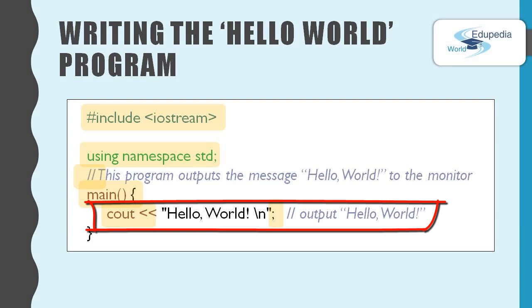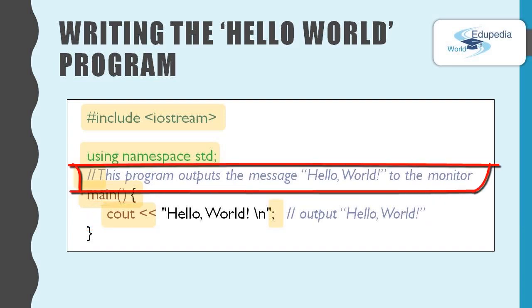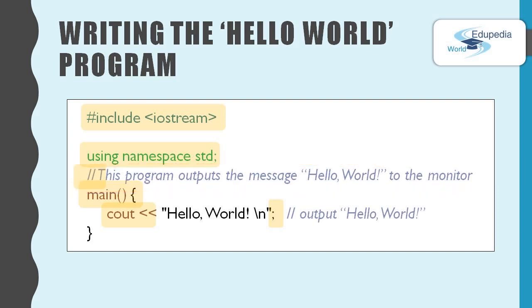At the end of that line, you will see 2 forward slashes with output "Hello World". That is a comment. In this program, you will see 2 comments. The first comment says this program outputs the message "Hello World" to the monitor, and the second comment is what we have talked about right now. Anything written after the token of two slashes on a line is a comment. Comments are ignored by the compiler and written for the benefit of programmers who read the code.